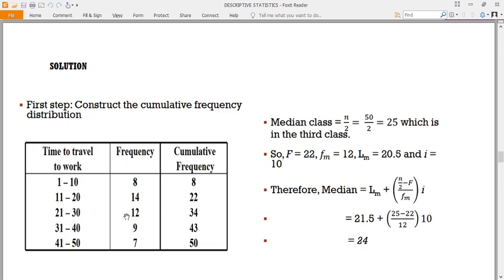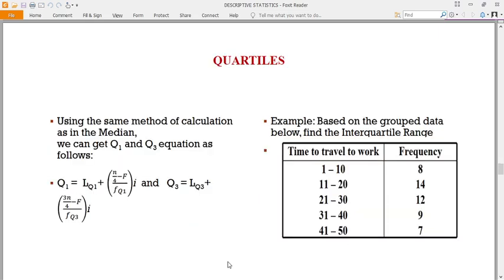Then i, that is the interval. If I subtract the lower limit from the upper limit, what do I get? 10: 20 minus 10, 10; 30 minus 20, 10; 40 minus 30. And remember, it should be uniform. So that is why we have a 10 here. So when you do your substitution, the median becomes 24. And that is it with the median.